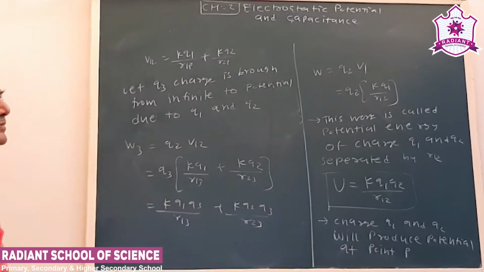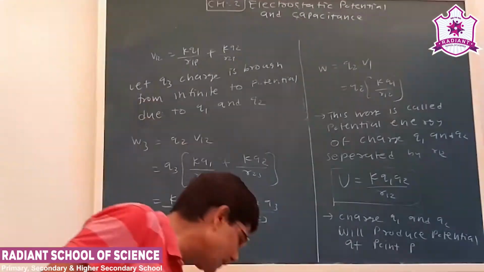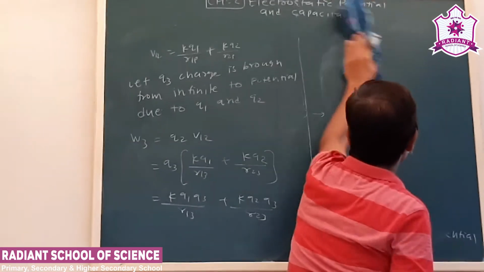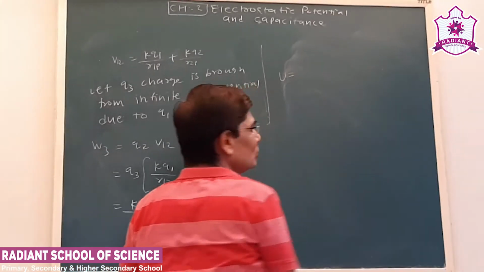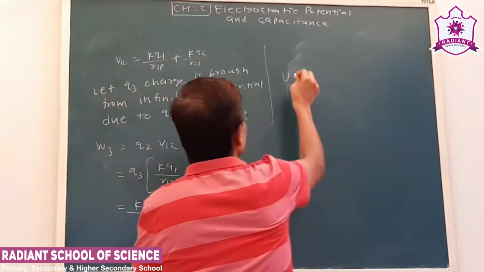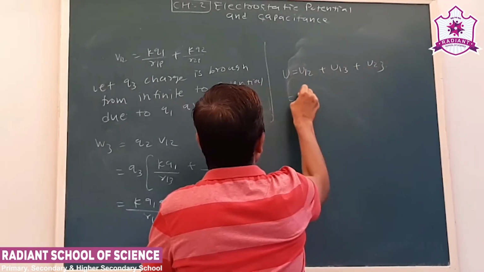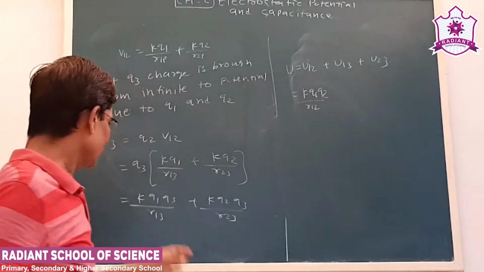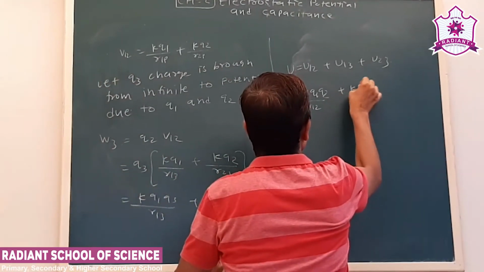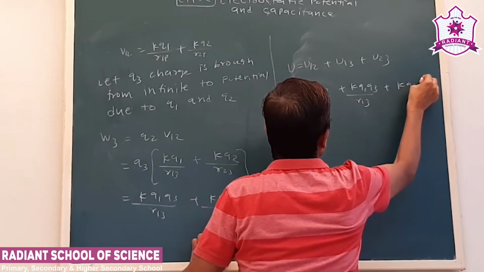Now see, now we have a system of 3 charges. So the total work done will be the sum of the potential energy. In that case, the potential energy due to 3 point charges we can write as U12 plus U13 plus U23. See, KQ1Q2 upon R12 we have derived. Now this will be written as KQ1Q3 upon R13, then KQ2Q3 upon R23.